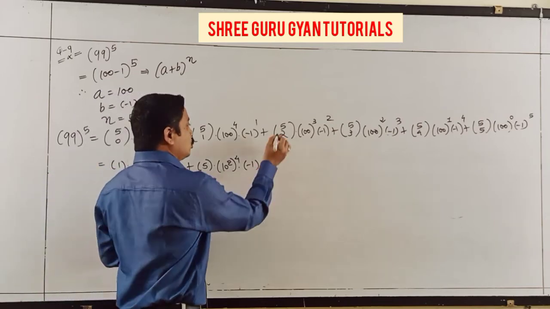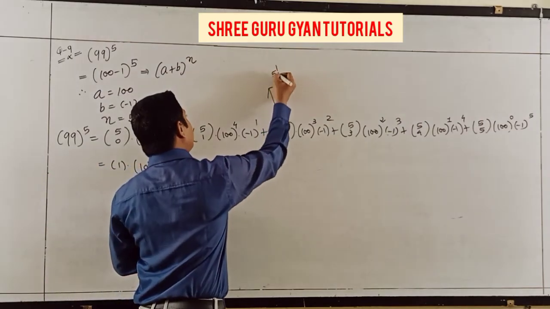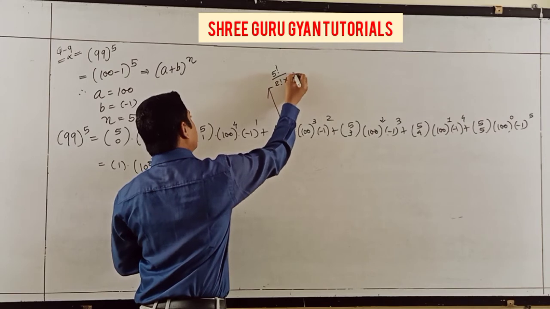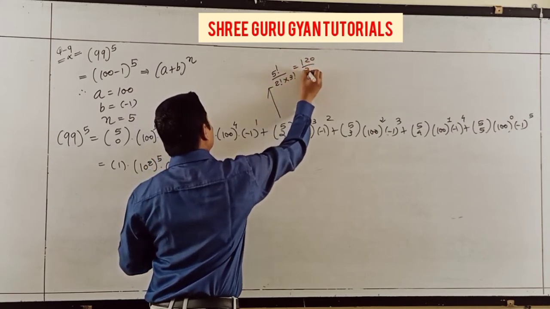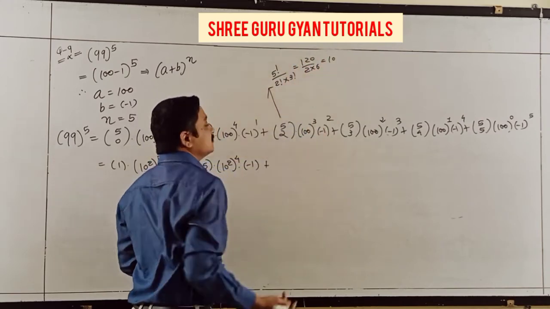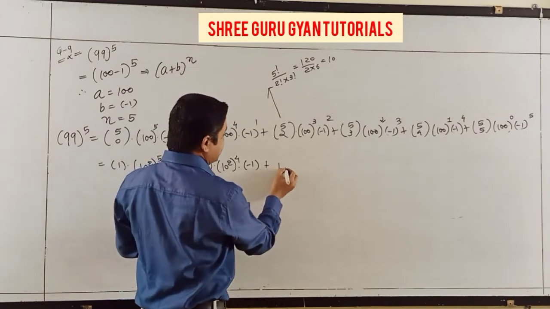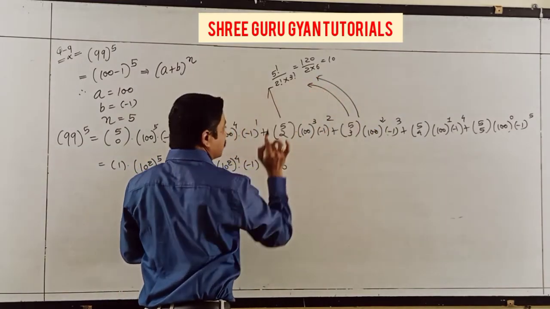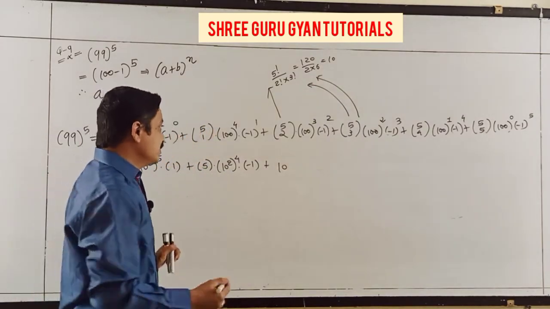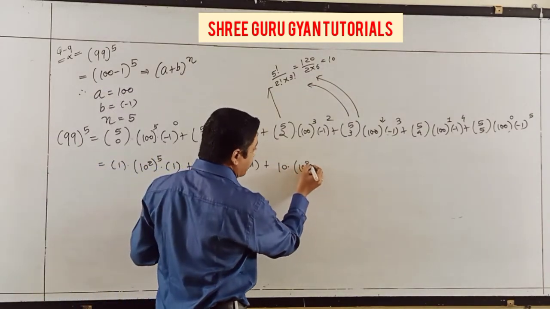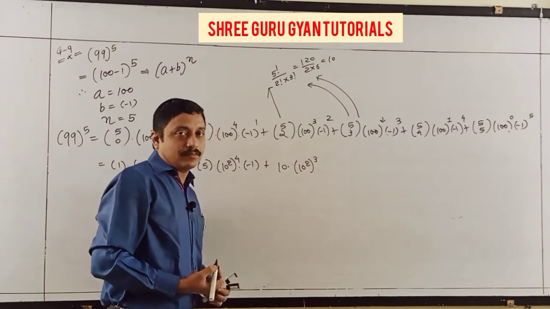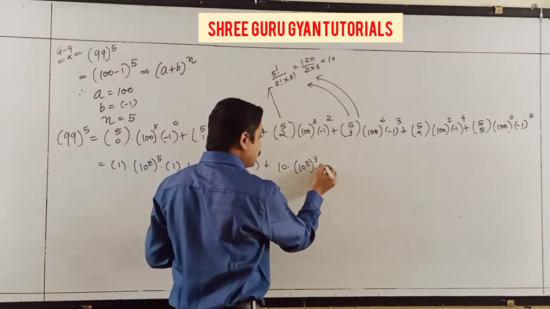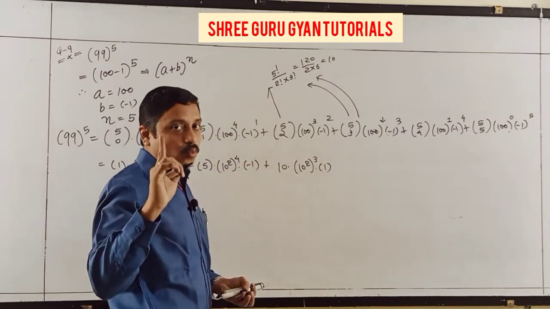Similarly, 5C2. It is known that 5 factorial over 2 factorial, 3 factorial, which is how much? 10. So my answer is 10. 5C3 is also 10, students. And 5C2 is also 10. Here 10 times the 100 cubed, and minus 1 plus 10 is only and only 1.